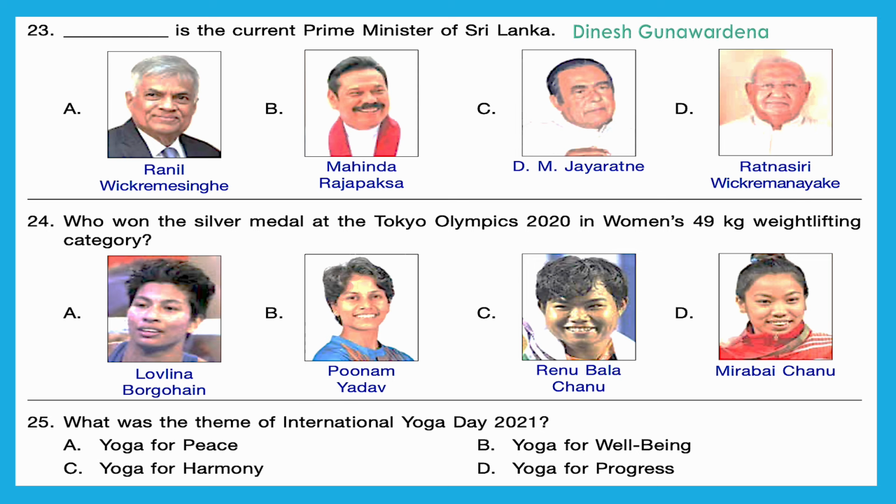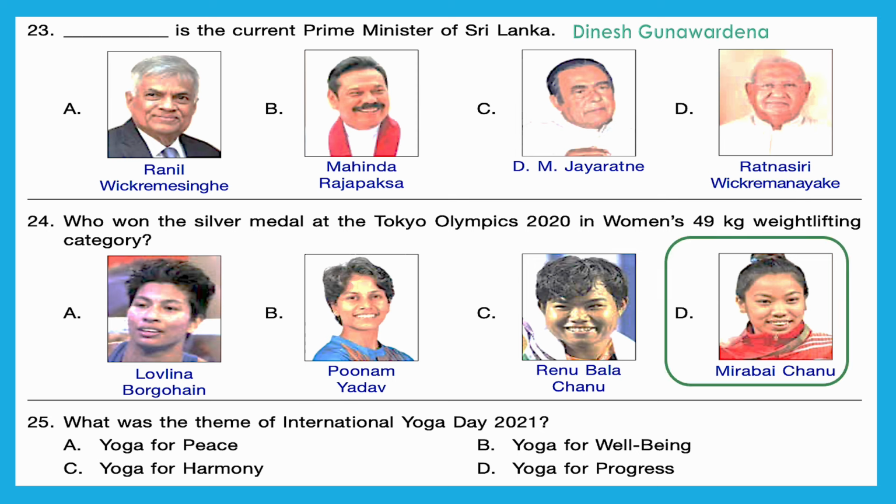Question 24. Who won the silver medal at the Tokyo Olympics 2020 in women's 49 kg weightlifting category? So this event was a very big event. It was a big milestone for India. The right answer here is option D, Mirabai Chanu.